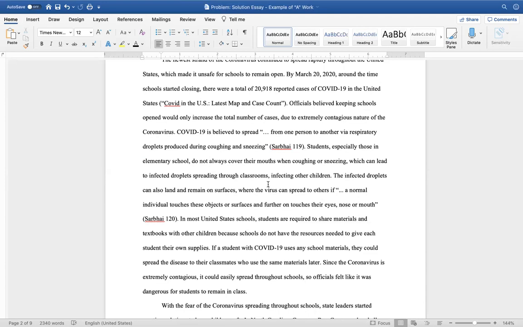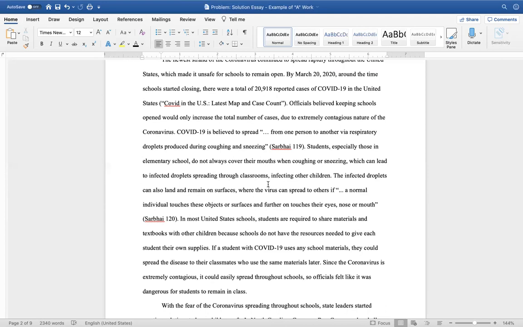The infected droplets can also land on and remain on surfaces where the virus can spread to others if a normal individual touches these objects or surfaces and further on touches their eyes, nose, or mouth. In most United States schools, students are required to share materials and textbooks with other children because schools do not have the resources needed to give each student their own supplies. If a student with COVID 19 uses any school materials, they could spread the disease to their classmates who use the same materials later. Since the coronavirus is extremely contagious, it can spread through the schools, so officials felt like it was dangerous for the students to remain in class.